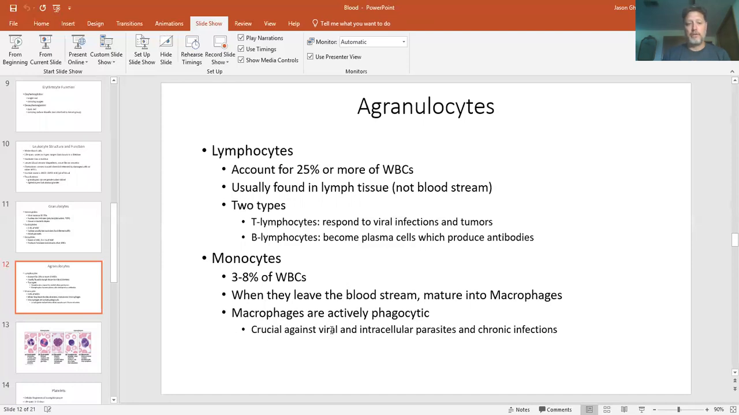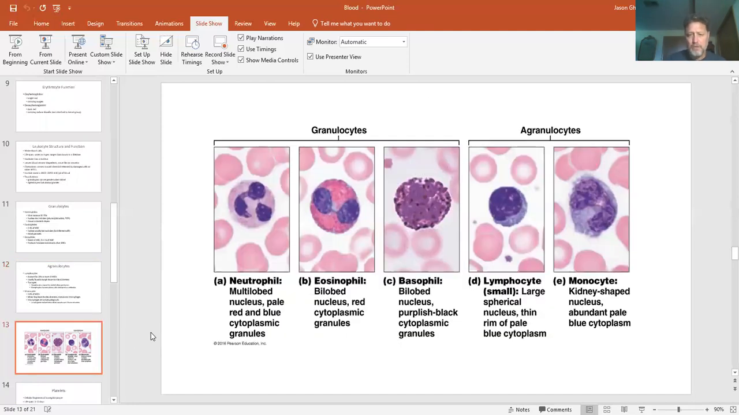They will eat lots and lots of viral things. They're really big on parasites. Any kind of a chronic infection that you have that keeps reoccurring, you're going to have a lot of these in the areas where those are occurring. These are just very phagocytic. They're big too. That's why I call them macro, because they're large. Here's pictures of them. So there's your neutrophil, your eosinophil, your basophil. So you can kind of see the granules in them a little bit. Then over here, your lymphocytes and monocytes.